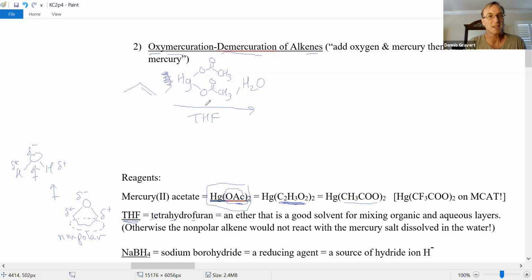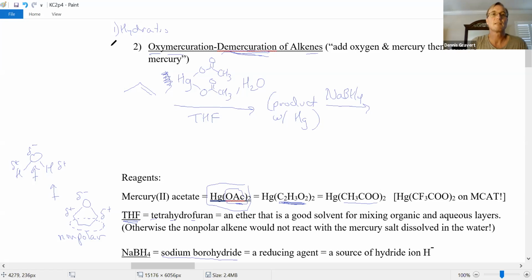After this first reaction, mercury, THF, and water, you get a product, which I'll draw later, but it contains mercury, Hg. And so then the second reaction is going to get rid of it, detach it, or demercurate, demercuration. And the reagent is NaBH4, also known as sodium borohydride. Think of it as a source of hydride ions. And so what's going to happen is H- is going to kick out an Hg, a mercury atom. So this is going to be a one-to-one substitution. And then you're going to get an alcohol. That's what we wanted.